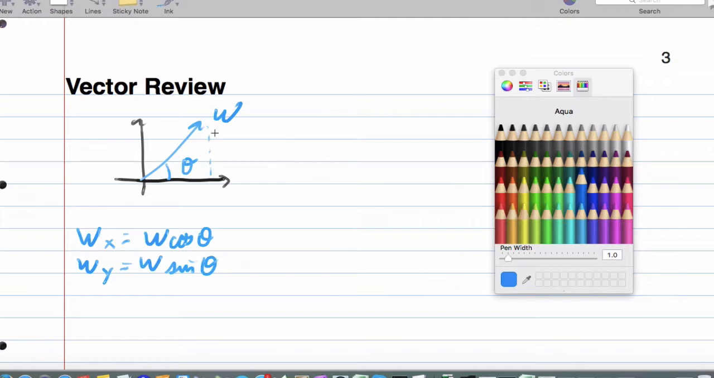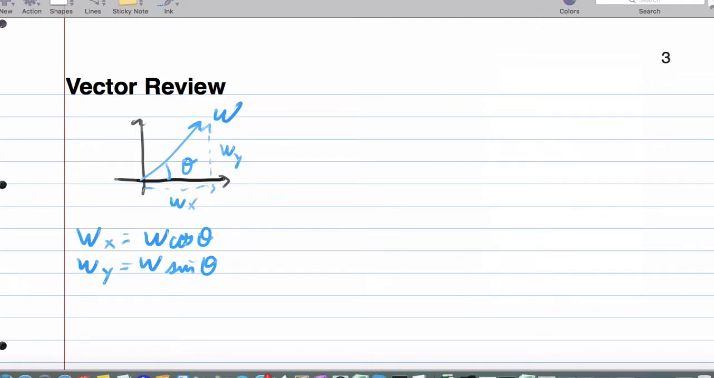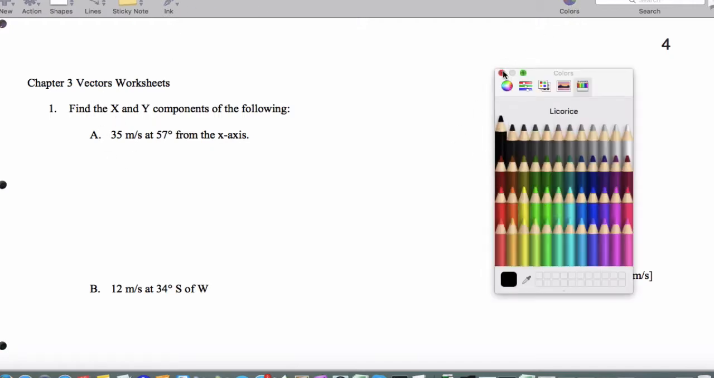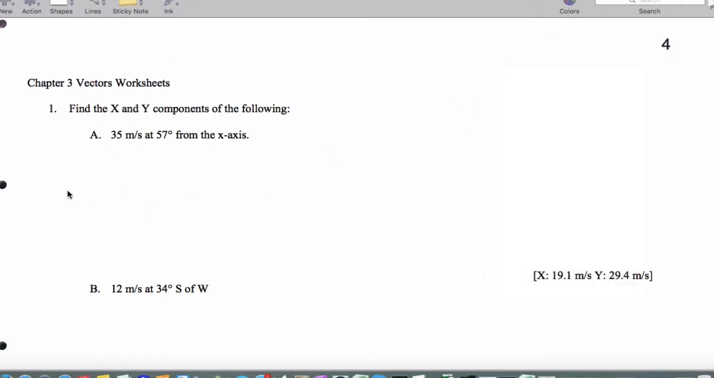And the idea is that think of it as an invisible triangle with these legs. Wx is the length of one leg, wy is the length of the other leg. And we'll go ahead and actually apply this to these problems here. So here we go.